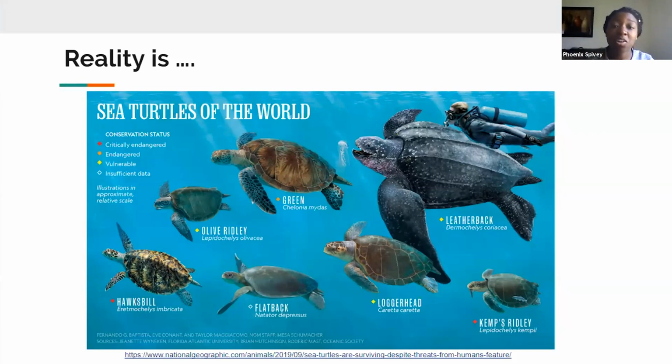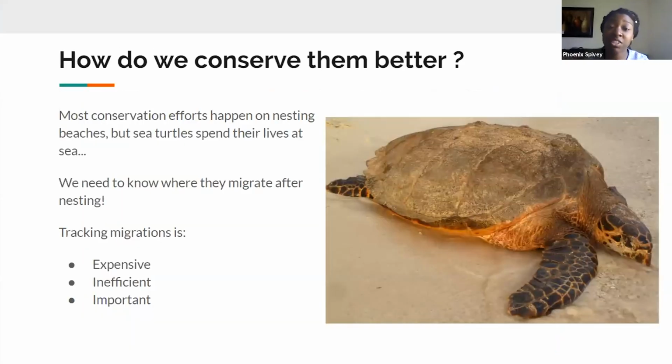So how do we conserve these sea turtles better? Most conservation efforts happen on nesting beaches, but turtles spend the majority of their lives at sea. So we need to know where they're migrating after they're nesting to better protect them. And we do this by tracking their migrations.